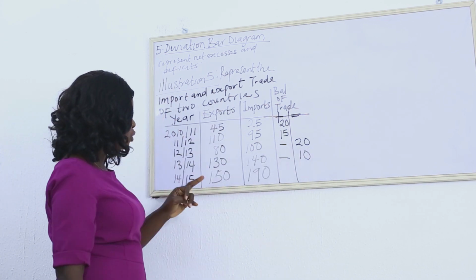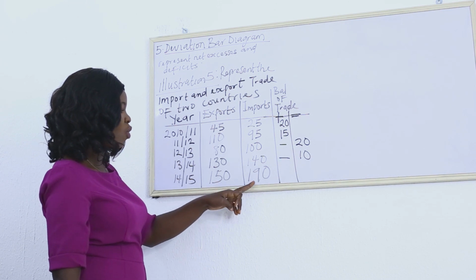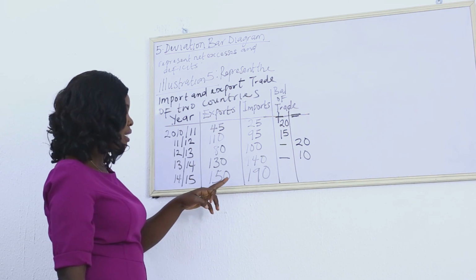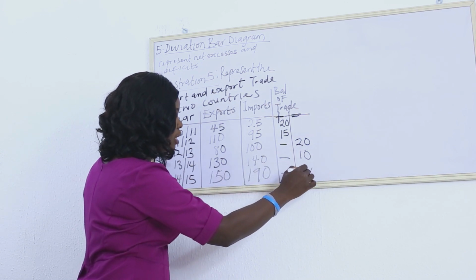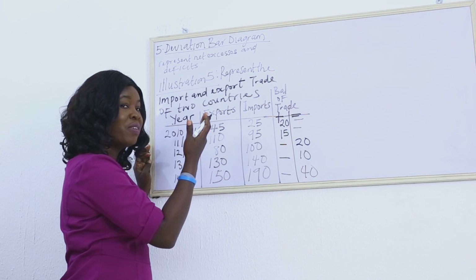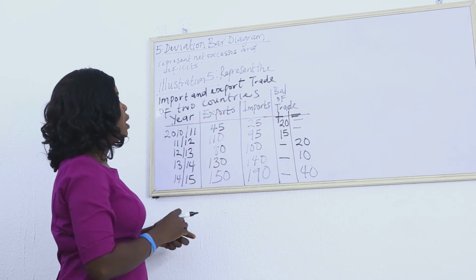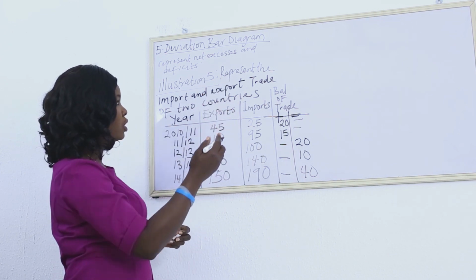Then the last one says 150 and 190. The import is greater than the export, so we have a deficit of 40. How do we represent this information on a deviation bar diagram? Just watch as I do.